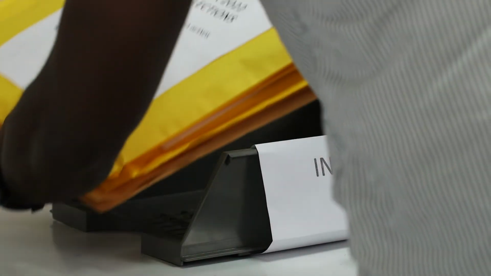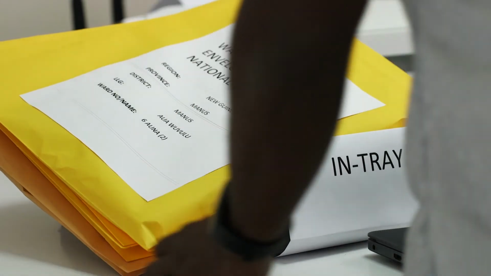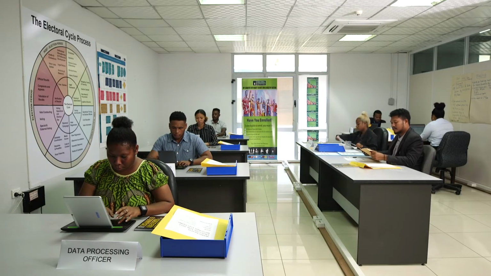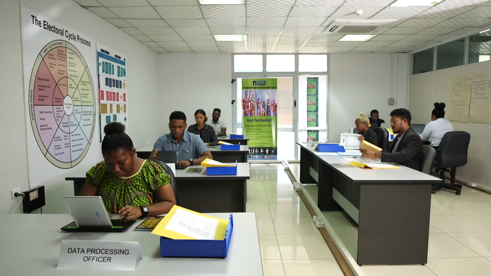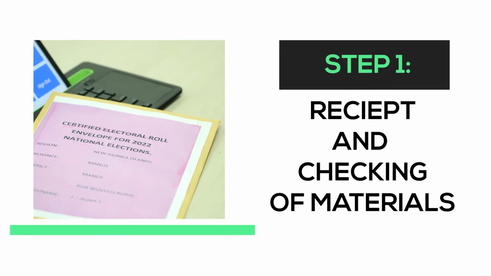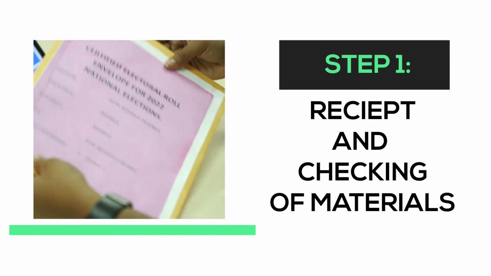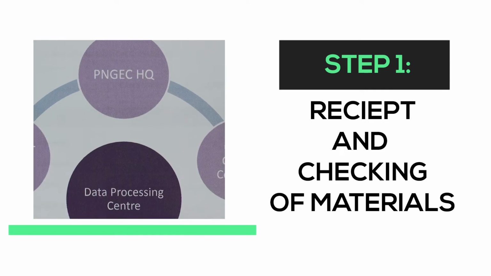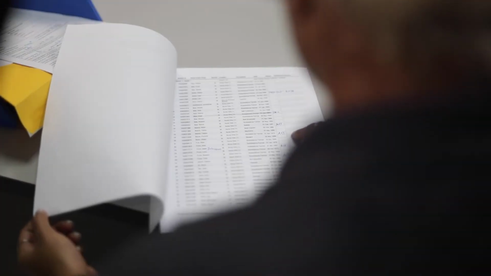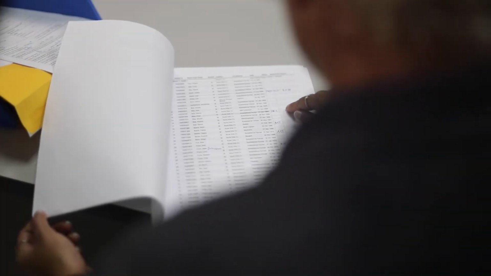There are a number of steps from when roll update materials are received in the Provincial Election Office to the moment of data entry and synchronization in the Data Processing Center. Step 1 is receipt and checking of materials. Batches received from the field containing the working roll envelope, forms envelope, and enrolment journal are received at the Provincial Election Office. The materials are checked to ensure they comply with the enrolment procedures.